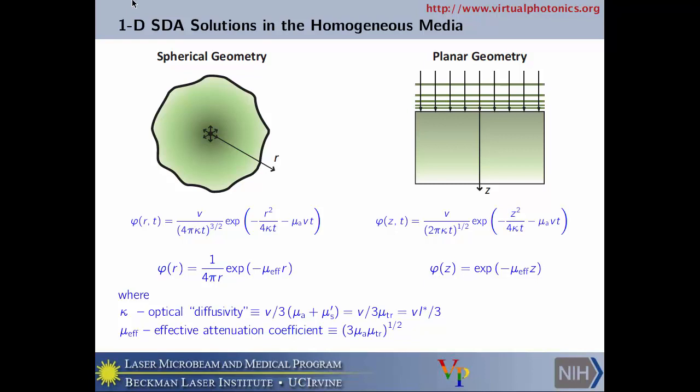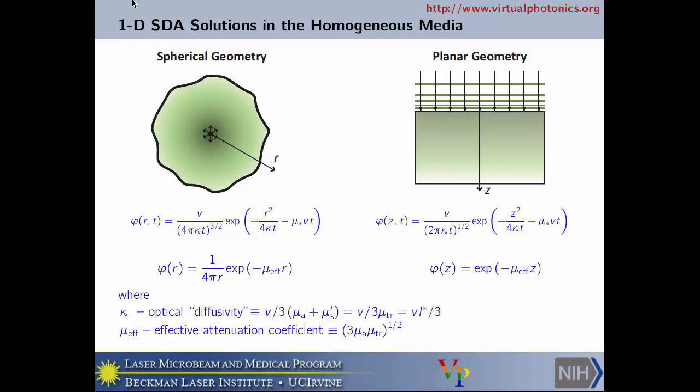But you also have a diffusive component, which is parameterized by this exponential with an optical diffusivity in the denominator. You see a similar structure in the planar solution as well, although the spatial decay is slightly different because, as you go in z, you're not increasing your surface area. Okay, so these are helpful solutions in very simple geometries. The other thing is that in the steady state, the spatial decay of light with distance goes with this thing called the effective attenuation coefficient, which is the square root of 3 times the absorption coefficient times the transport coefficient.